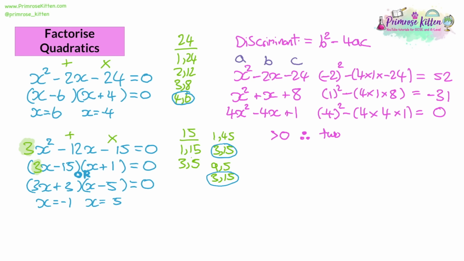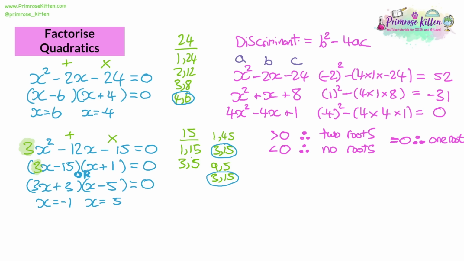We have 2 answers for x. If it's less than 0, like in our second example, that means we have no roots. There is no way that you can factorise x squared plus x plus 8. And finally, if it is equal to 0, then there's going to be 1 root. There's only going to be 1 answer.